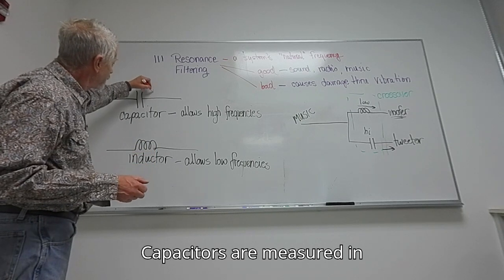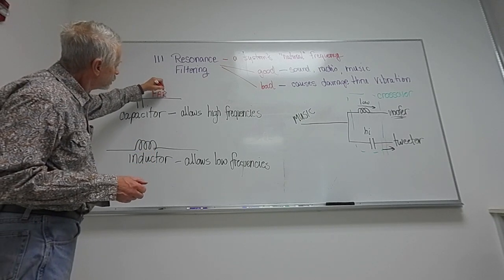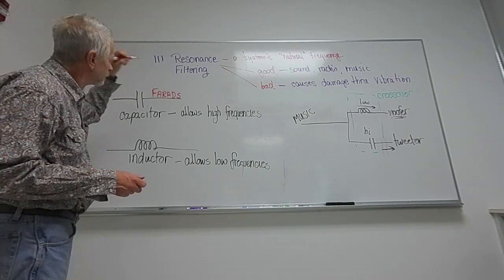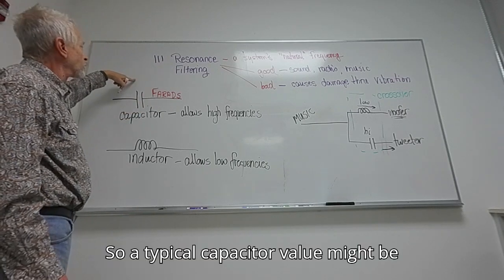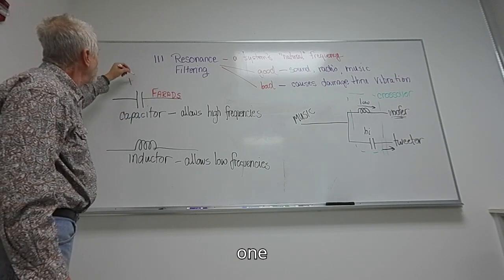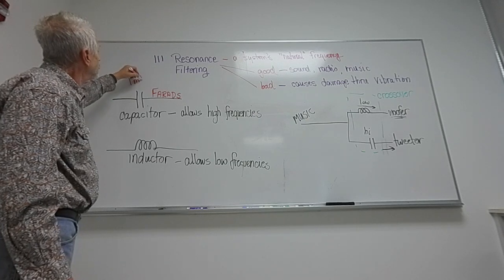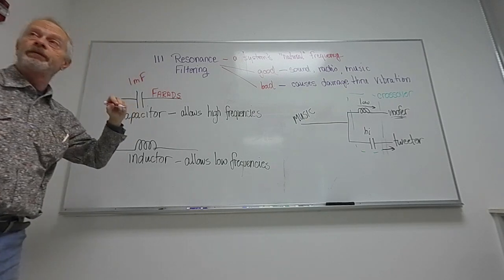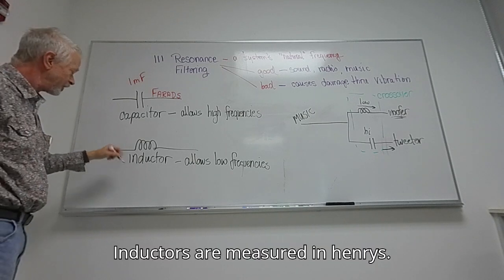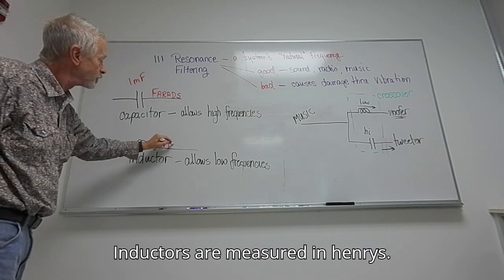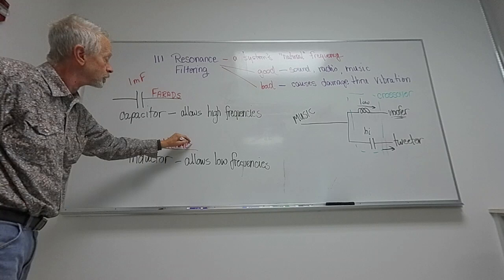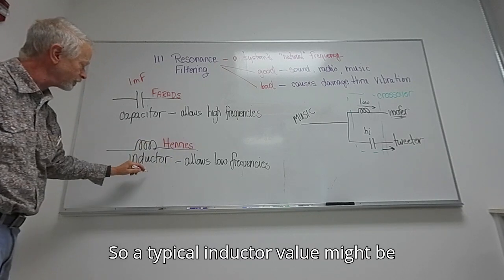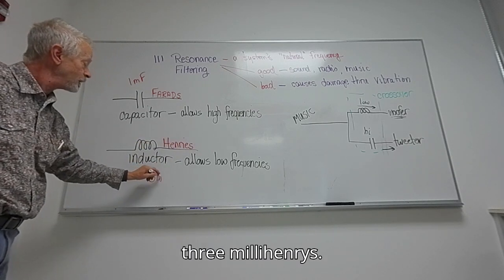Capacitors are measured in farads. So a typical capacitor value might be 1 millifarad. Inductors are measured in henries. So a typical inductor value might be 3 millihenries.